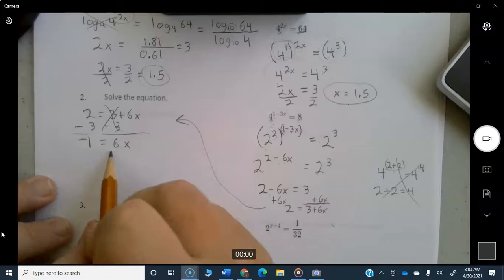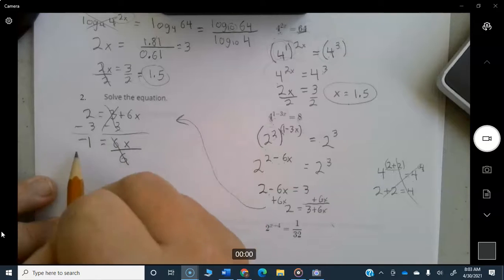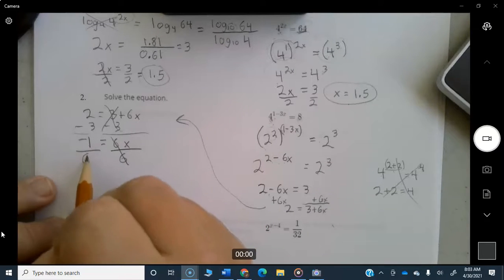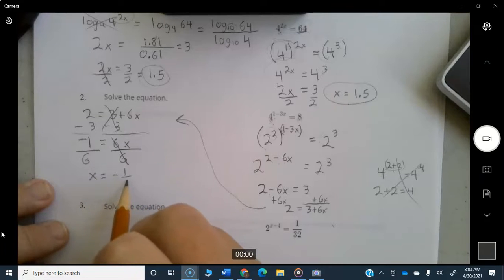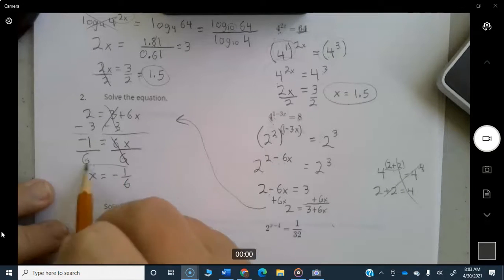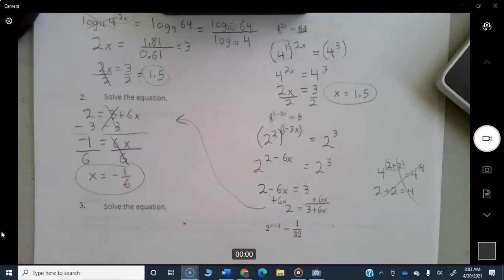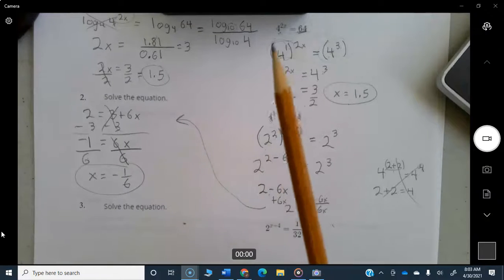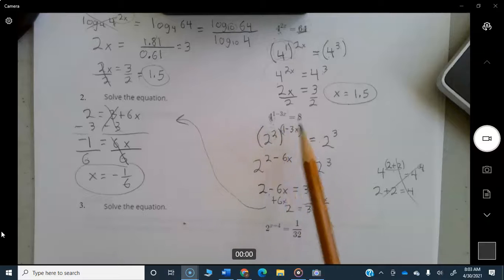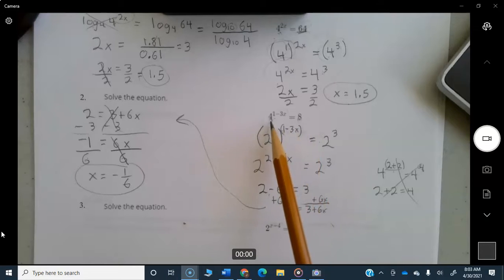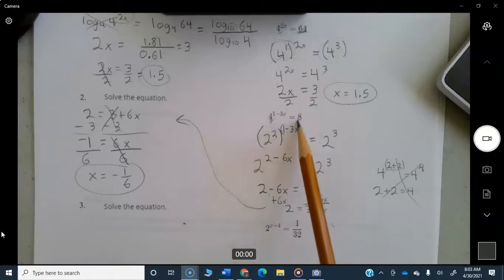And then divide both sides by 6. That cancels. And divide that side by 6 too. So x equals negative 1/6. And that is your final answer for that. Okay? So this one was a little trickier than the one above. 4 is not a base of 8, so you can't use 4 as the common base. So you have to find a number that they both have as a common base. 2 to the second is 4, 2 to the third is 8, so that's the one they could use as a common base, the number 2.